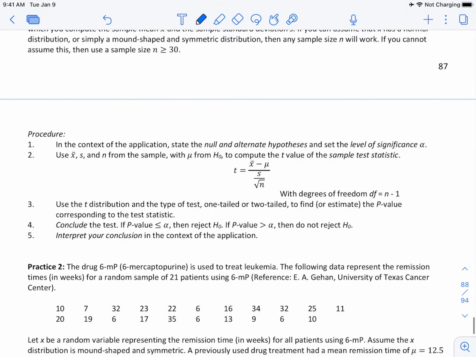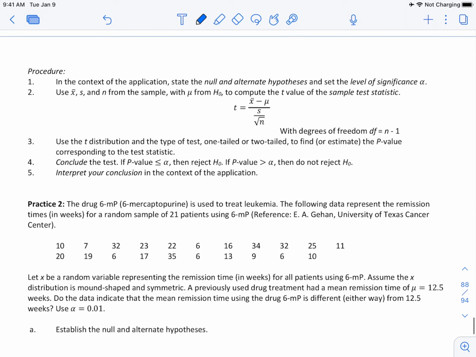So again, we're going to state our null and alternate hypotheses and set our level of significance alpha. Then we're going to use our values to compute the t-test statistic, again using the formula we talked about previously, x bar minus mu divided by s divided by square root of n, with our degrees of freedom n minus 1. Then we're going to figure out if it's one-tailed or two-tailed, estimate the p-value, use our p-value to make a conclusion, and then interpret that conclusion.